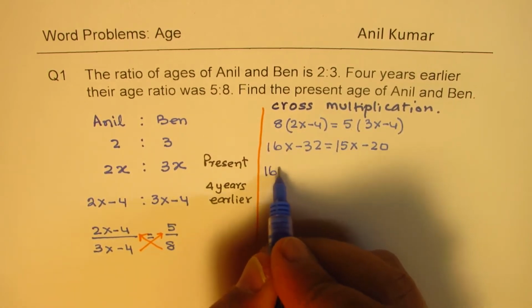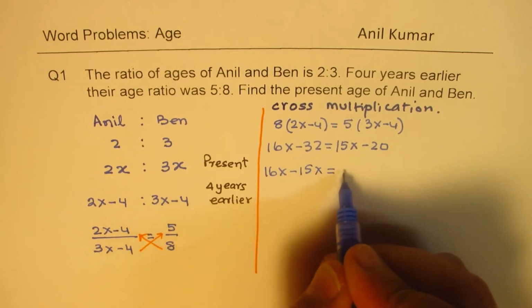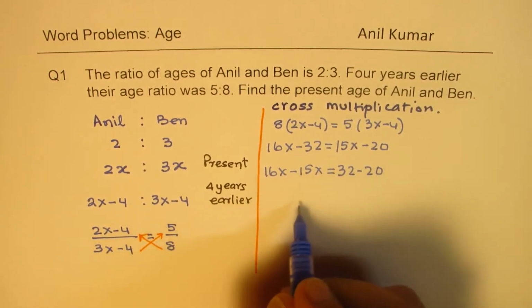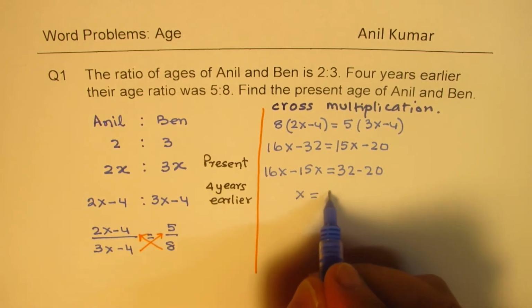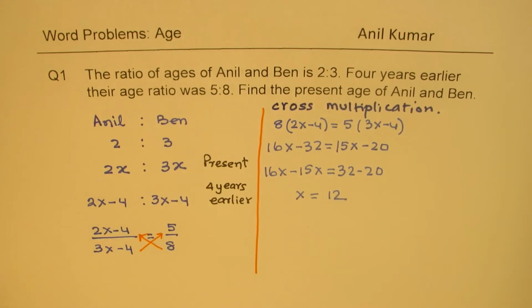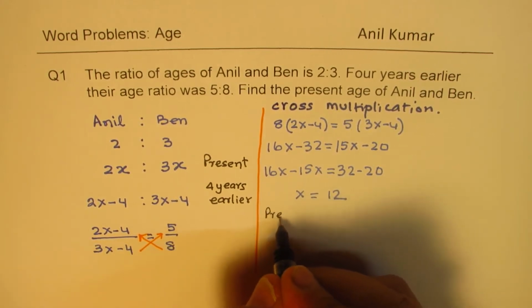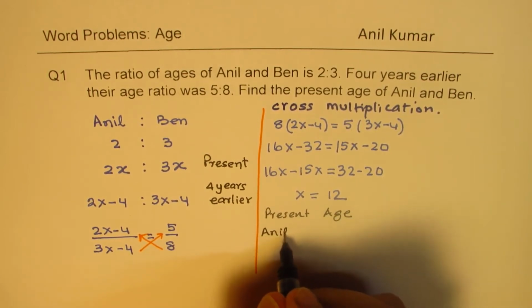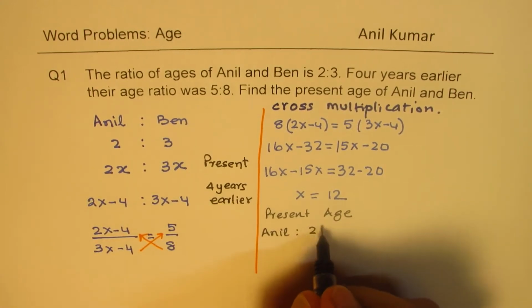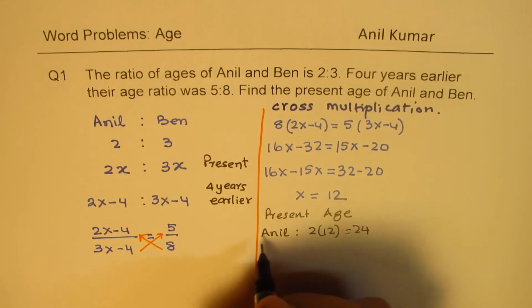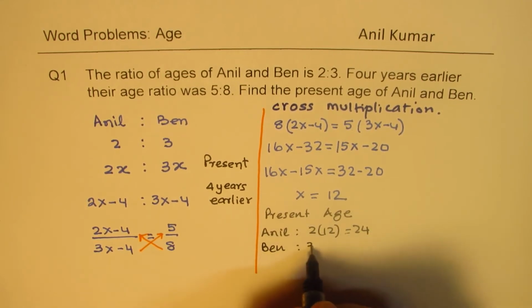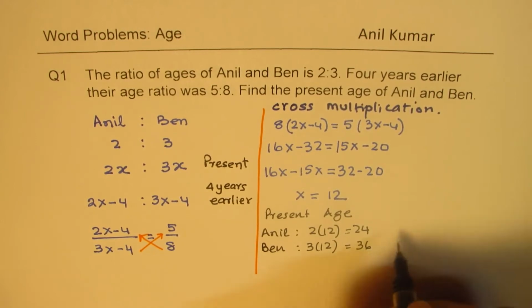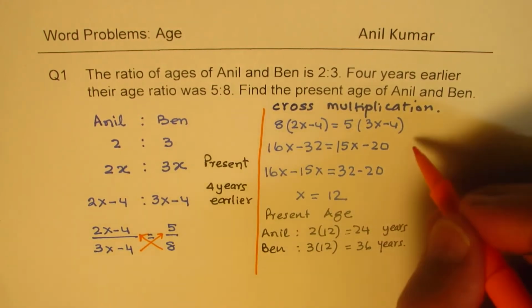Bring the variables together. 16x minus 15x equals 32 minus 20. That is x, right? So we get x equals 32 minus 20, which is 12. So we get the value of x, correct? Now we can write what their present age is, right? So when x is 12, we can write the present age. That is the answer. For Anil, it is going to be 2 times 12, which is 24, right? And for Ben, it is 3 times 12, which is 36. Both are in years. Perfect. So you have your solution right there.